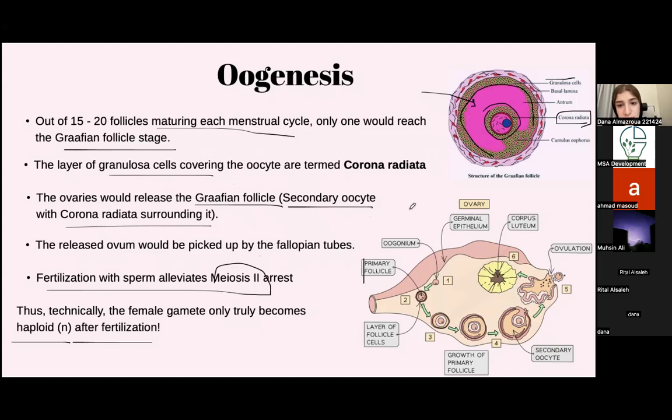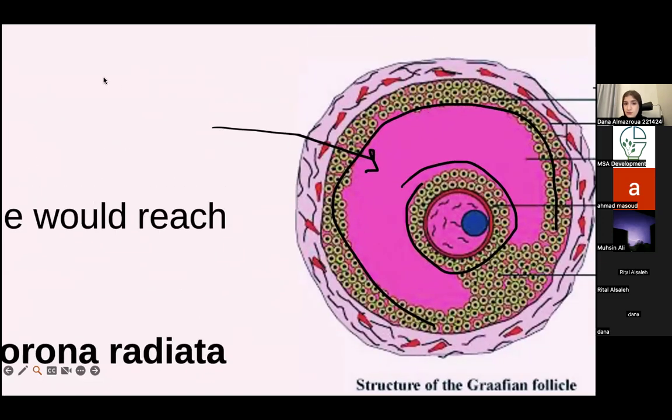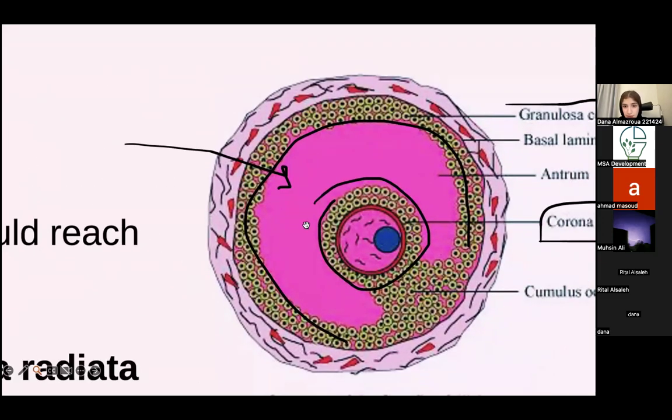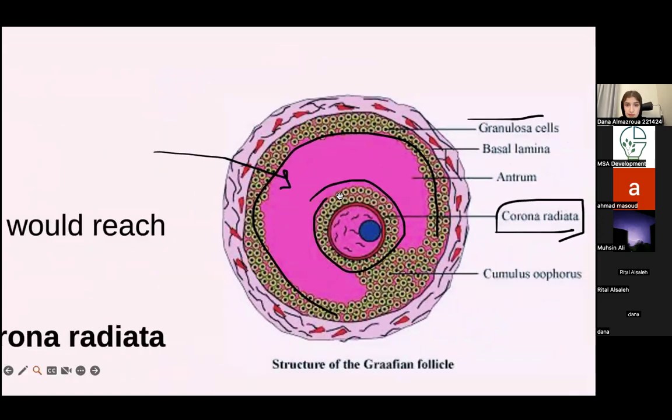Someone is asking, where is the zona pellucida in the Graafian follicle picture? The zona pellucida is still there. If you look here, this is the Graafian follicle. This is the egg, and this red thing surrounding it is the zona pellucida. And on top of the zona pellucida, we have the corona radiata. That makes sense to you?